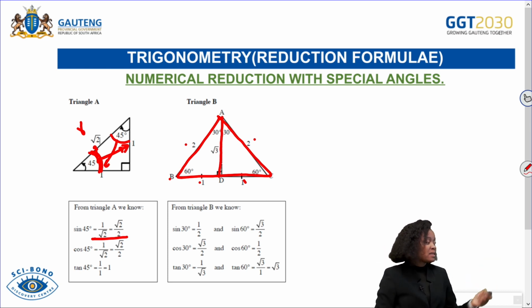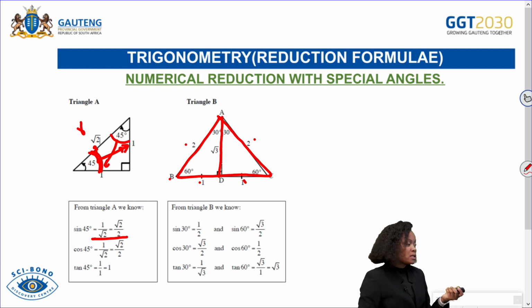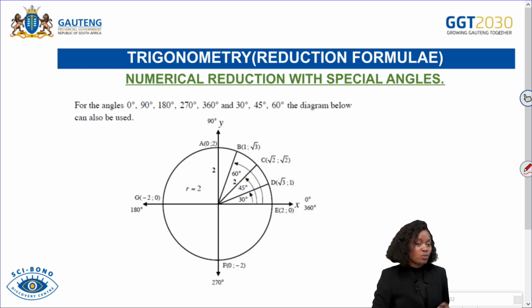So whenever you've got sine 30, you can write it as 1 over 2. If you've got cos 30, you can write it as root 3 over 2. And if you've got tan 30 degrees, you can write it as 1 all over root 3. If you've got sine 60 degrees, you can write it as root 3 all over 2. Then cos 60 degrees, you can write it as 1 all over 2. Then your tan 60 degrees is given as root 3 all over 1, which is just root 3.